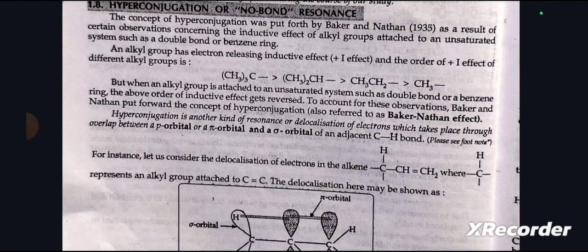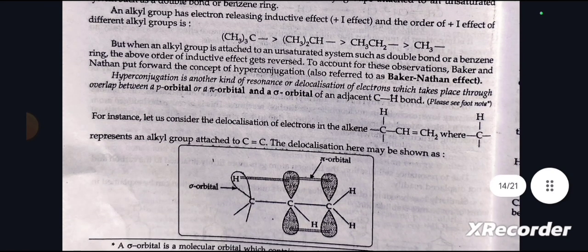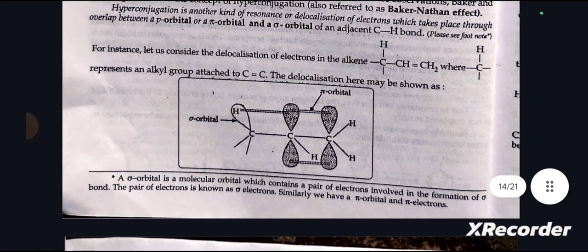To account for these observations, Baker and Nathan put forward the concept of hyperconjugation, also referred to as the Baker-Nathan effect. Hyperconjugation is another kind of resonance or delocalization of electrons which takes place through overlap between p orbitals or pi orbitals and a sigma orbital of an adjacent carbon-hydrogen bond. Please see footnotes.